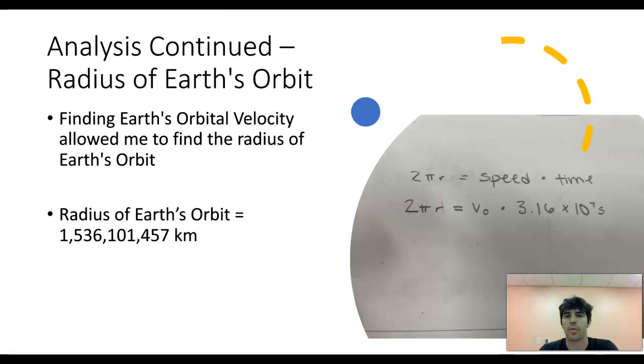After I found Earth's orbital velocity, I was able to use an equation using that velocity to find the radius of Earth's orbit. I plugged in 30.95 times time and divided it by 2 pi to equal the radius, and the radius is a huge number, which is extremely hard to comprehend, of around 1.5 billion kilometers.